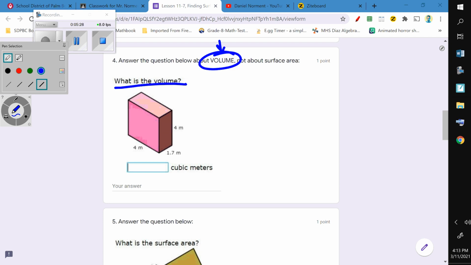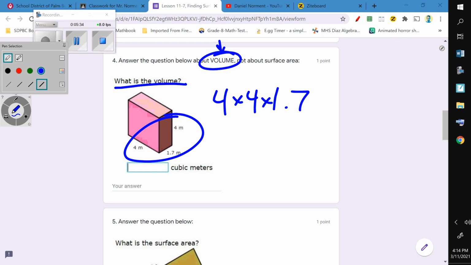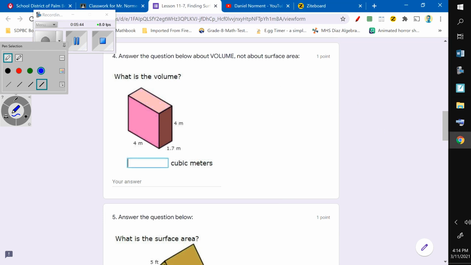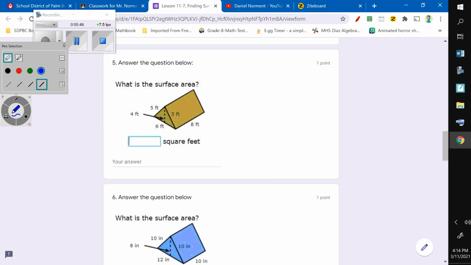So volume, you're just taking all three of these numbers times each other. Multiply 4 times 1.7. That's going to give you the answer. So forget everything else that I just said. Sorry about that. I threw that in to kind of confuse you, and I confused myself because I wasn't reading the answers. Everything else is going to be surface area. Now for this one, surface area.